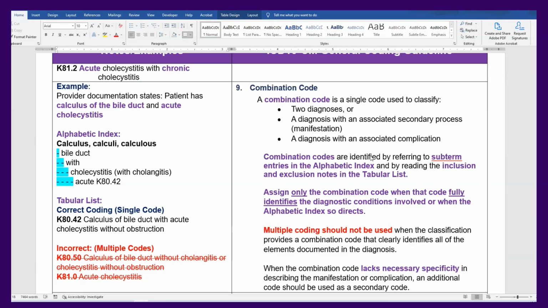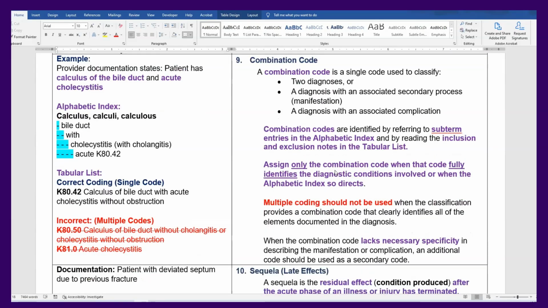Okay, so combination codes are identified by referring to the subterm entries in the alphabetic index and by reading the inclusion terms and excludes notes in the tabular list. Assign only the combination code when that code fully identifies the diagnostic conditions involved, or when the alphabetic index so directs. Multiple coding should not be used when the classification provides a combination code that clearly identifies all of the elements documented in the diagnosis.